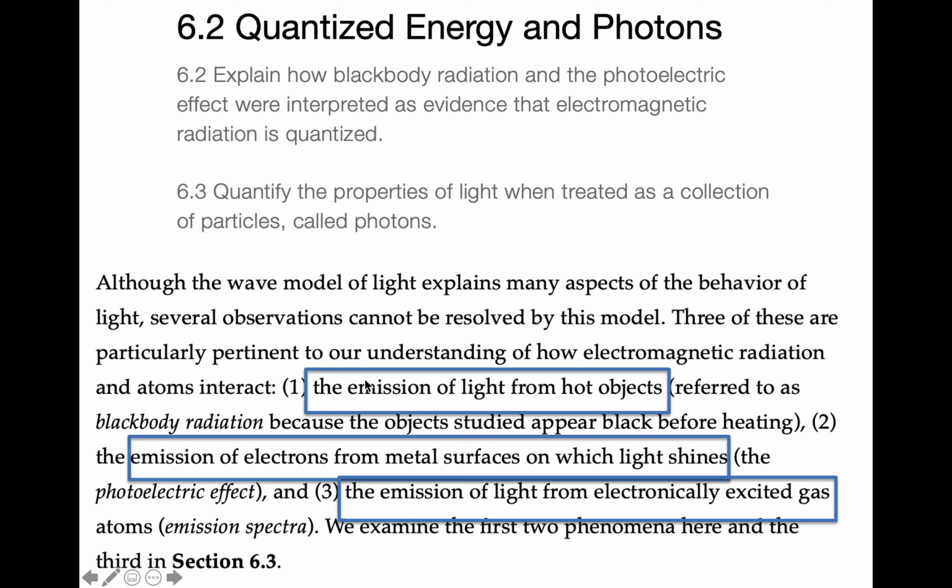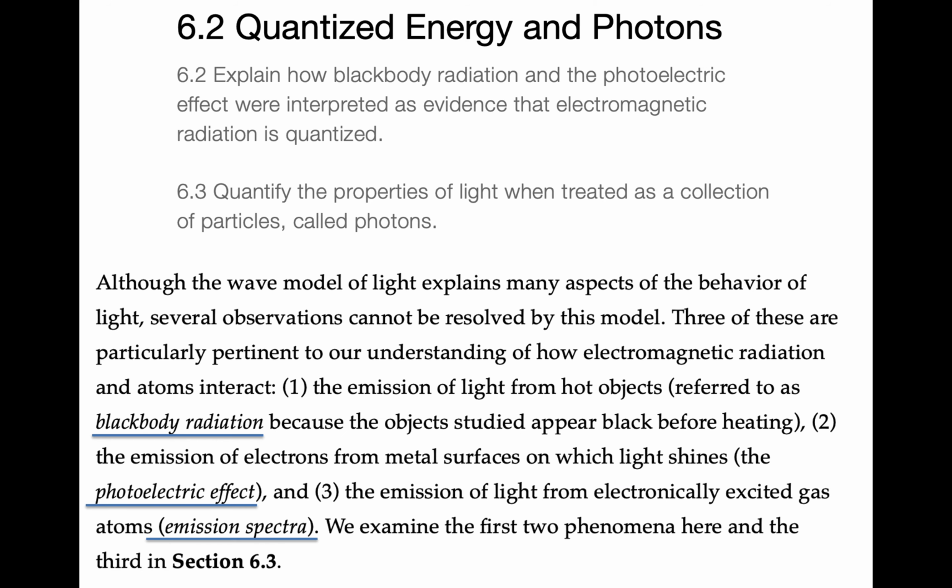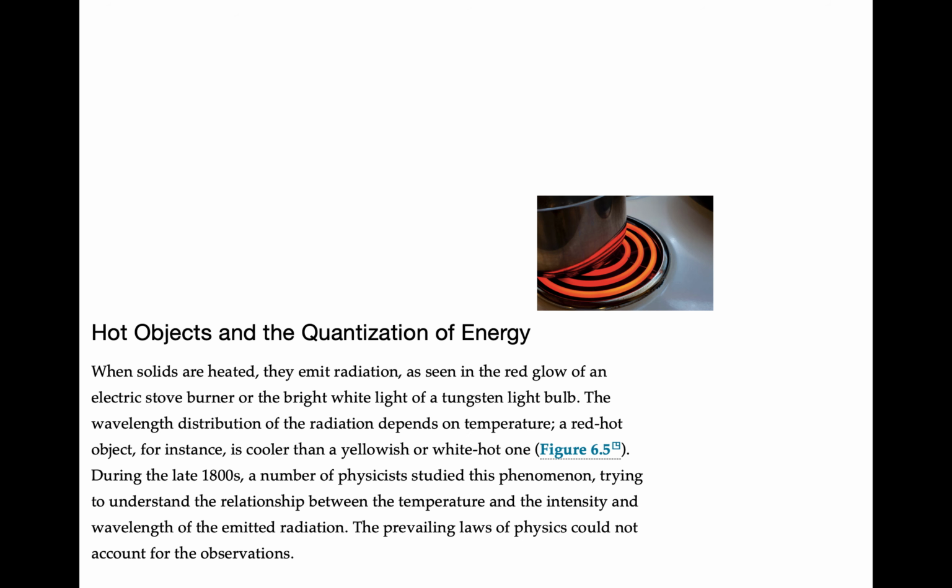One is simply the emission of light from hot objects. If an object is at a high temperature, what is the light that's being emitted? Or what if you take a metal surface and shine light on it to cause electrons to be ejected? Or what happens if you take a gas and excite it and see light being emitted from that? My point is that blackbody radiation and the photoelectric effect might have names we haven't heard before, but the phenomena they describe are things I think we can understand.